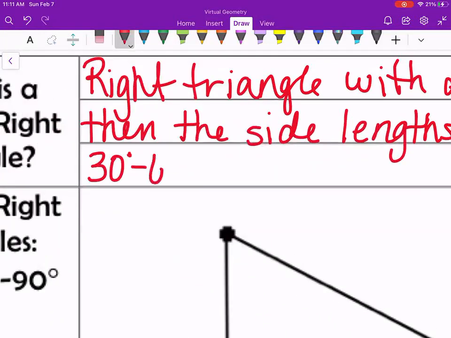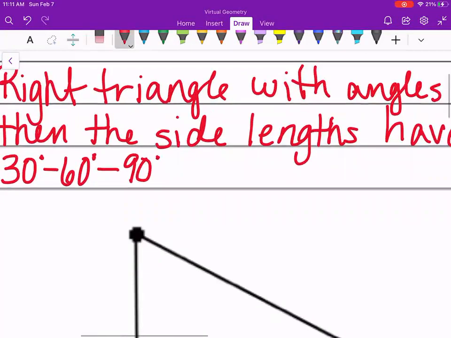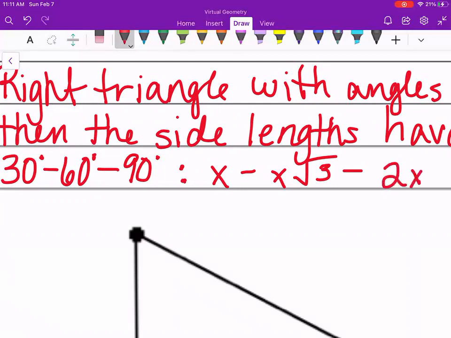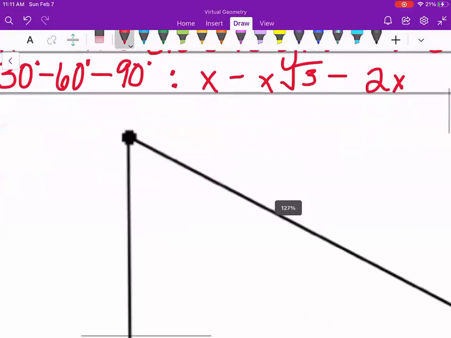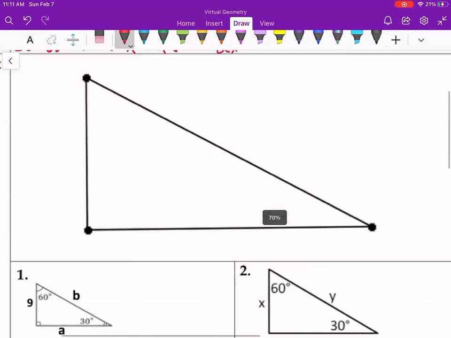So for the 30, 60, 90, you have a side length, your shorter side. Our relationship is X. The short side will be X. The longer side, the longer leg, is X square root 3, so X times the square root of 3. And your longest side, the hypotenuse, is 2 times whatever X is. And again, X is the short leg. So with that pattern in mind, let's check out our triangle here.